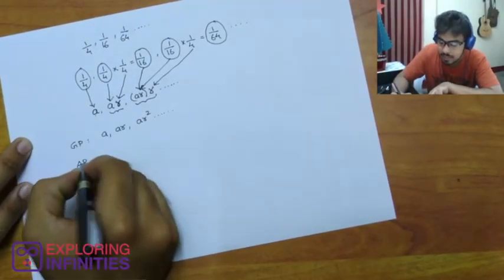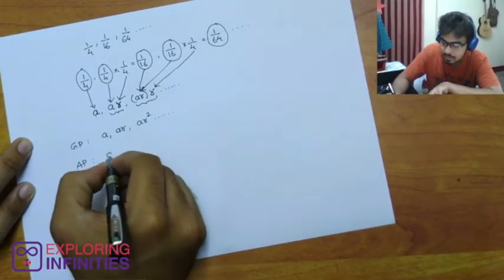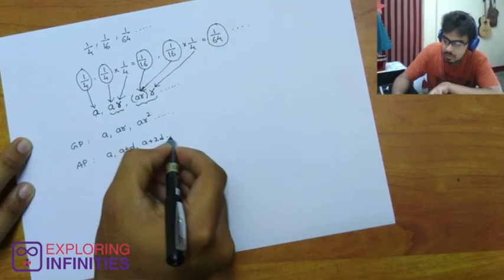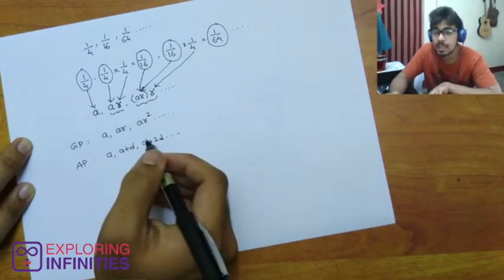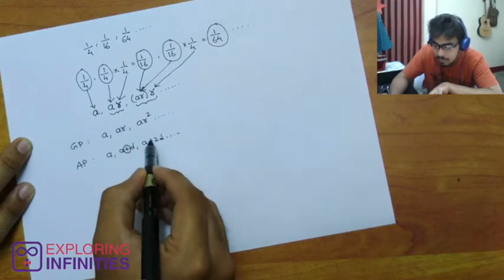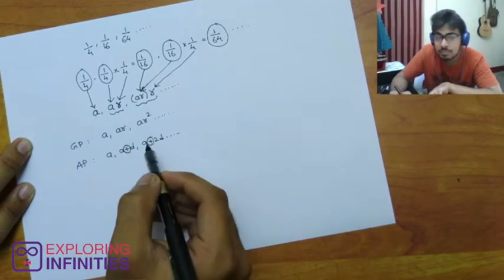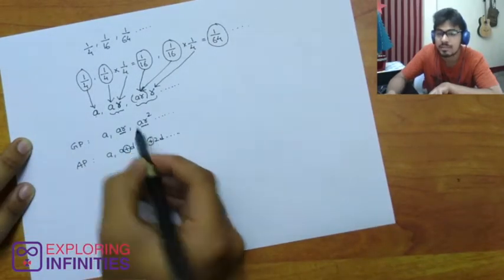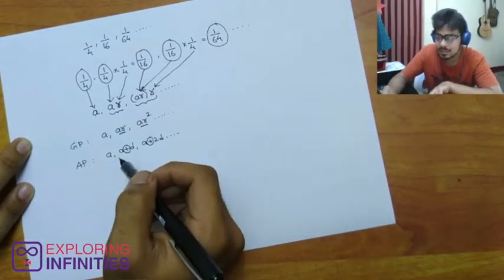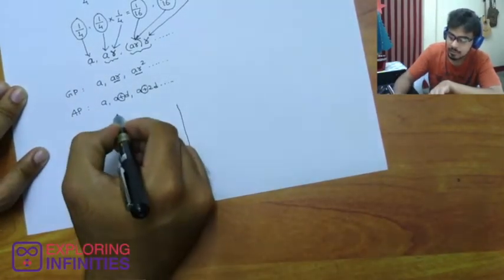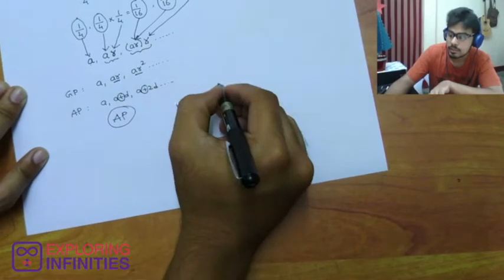You know AP, right? AP is A, A plus D, A plus 2D, and so on. I told you in the beginning, arithmetic progression has something to do with addition, A plus. And geometric progression has something to do with multiplication, AR square. And there are similarities. Okay, let's try to find some similarities. This is AP, this is GP.